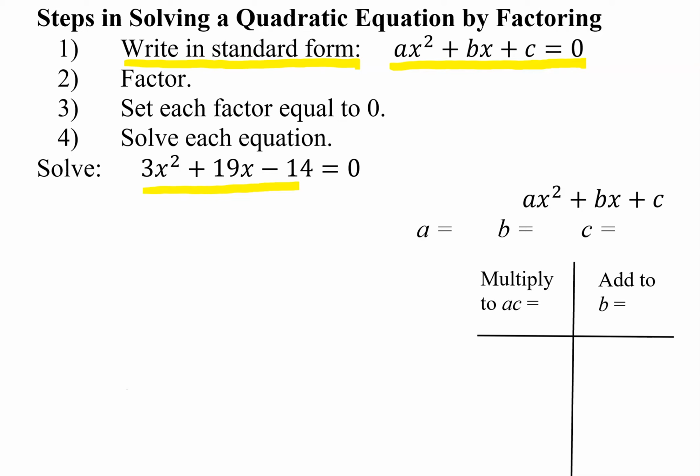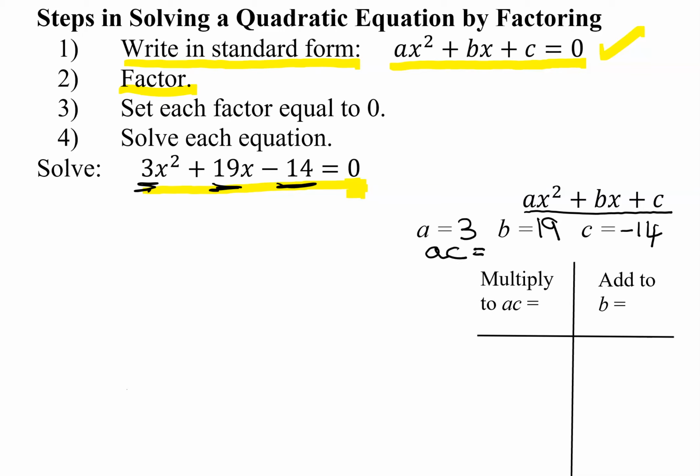Is that already true in this case? Yes, I have 0 on the right-hand side, and on the left-hand side, everything is in descending order. So step 1 was done for us. Step 2 says factor. So remember, when we factor, we compare it to ax squared plus bx plus c. So a is the coefficient of the x squared, it's 3. B is the coefficient of the x, it's 19. C is the constant term, negative 14.